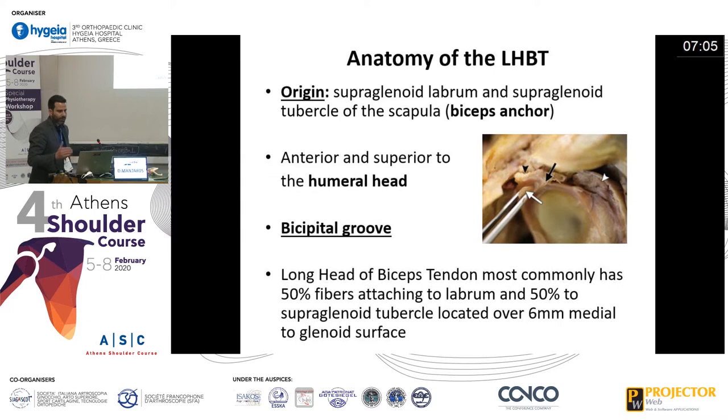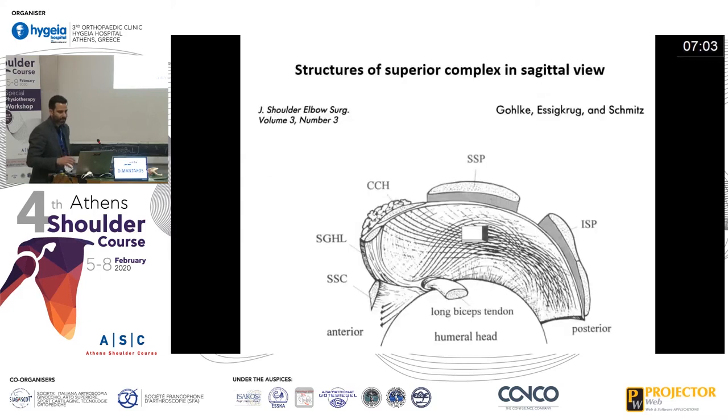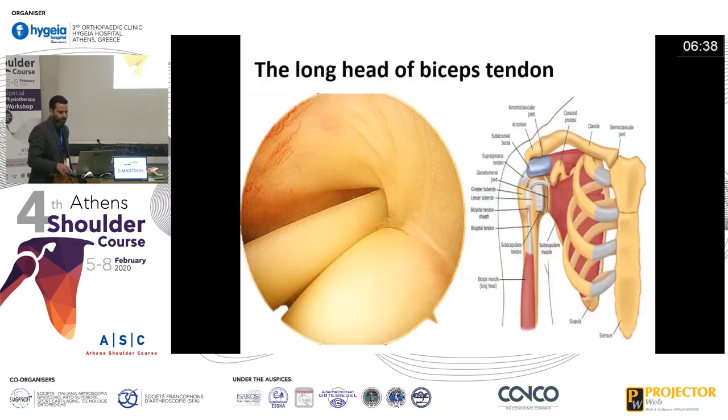The structures in a sagittal view look something like this, so we can understand why the supraspinatus and the long head of biceps are so easy to injure. They have the acromion above and the head of the humerus below, so they are between two bony surfaces, with constant friction and injury. This is an arthroscopic view of the long head of biceps.